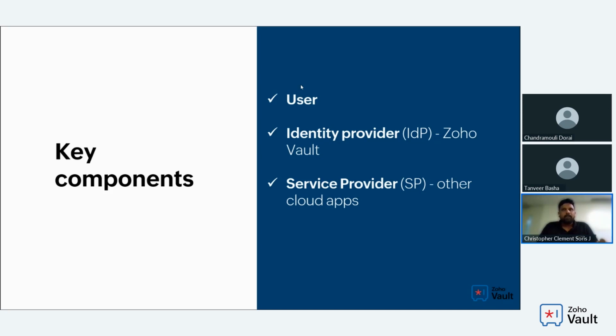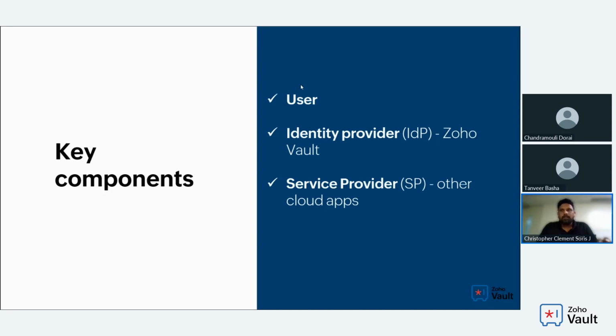And finally, the service provider. The service provider is the enterprise application that the user is trying to access. It relies on the SAML assertion provided by the identity provider. Based on the assertion and the attributes provided by the identity provider, the service provider will decide to grant or deny access to users.